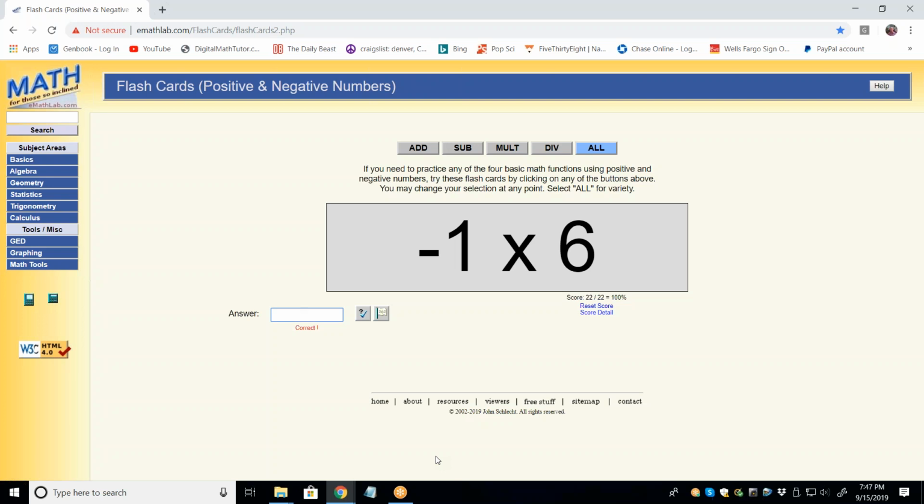Negative 6. 0. Once you see that 0 in multiplication, you know the answer. It doesn't matter what the other number is. 4. Negative 1. 2, I mean? Negative 2.